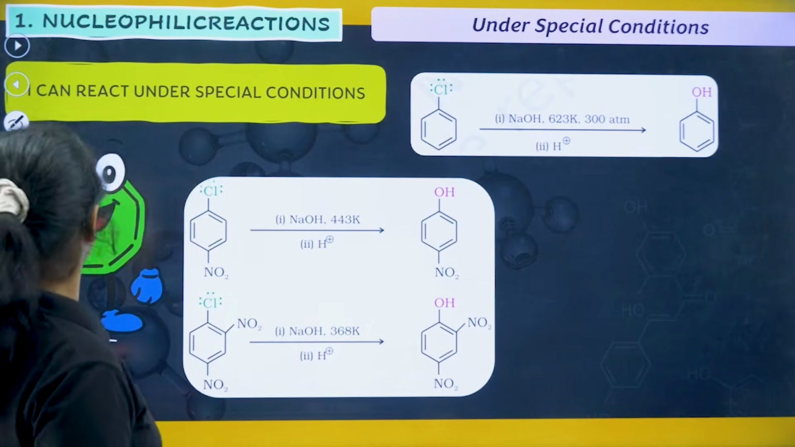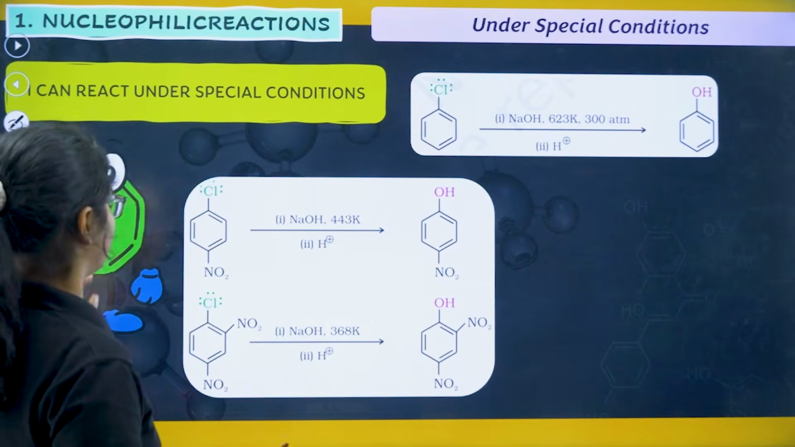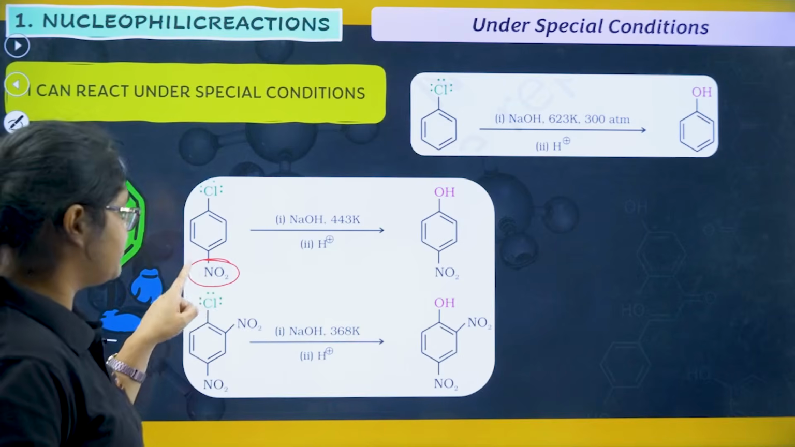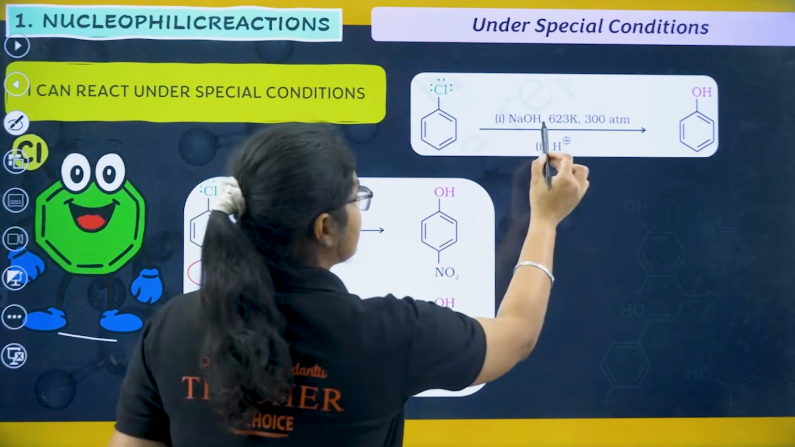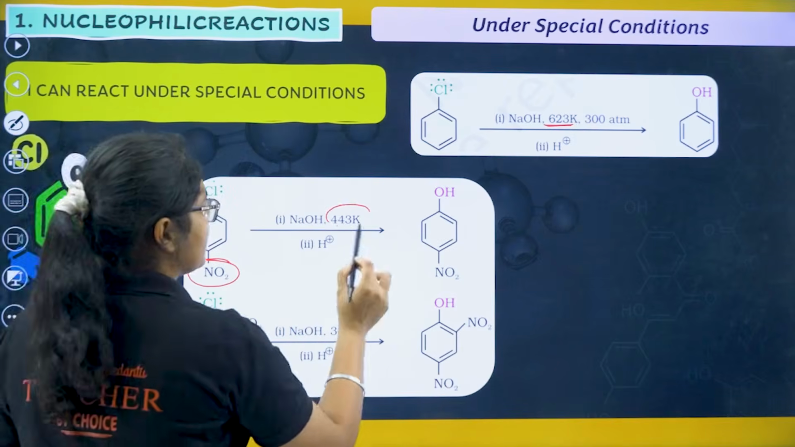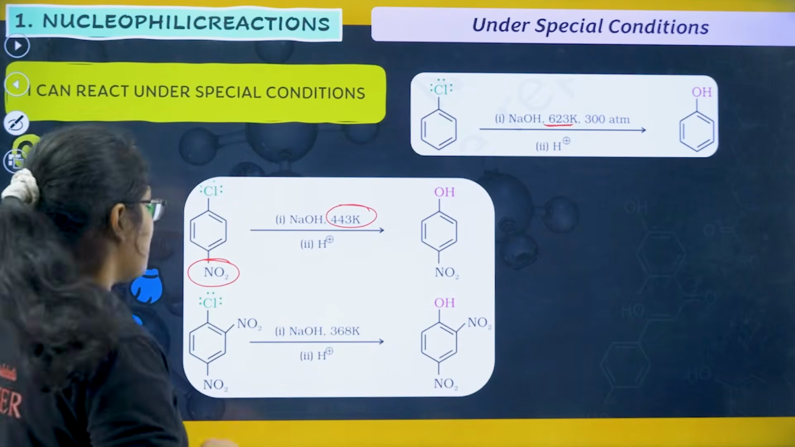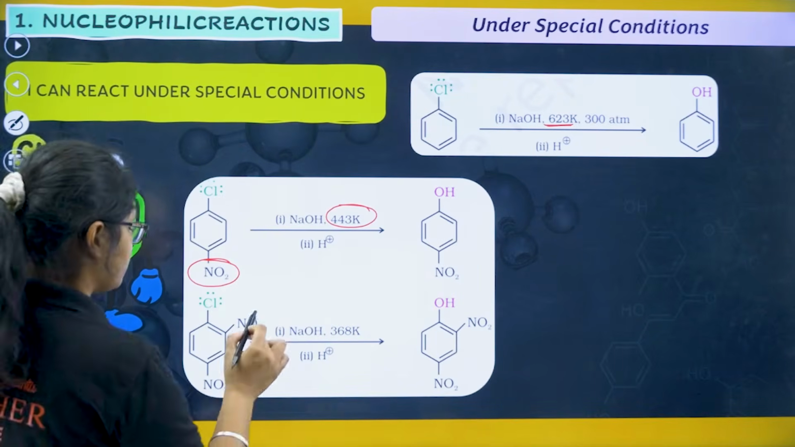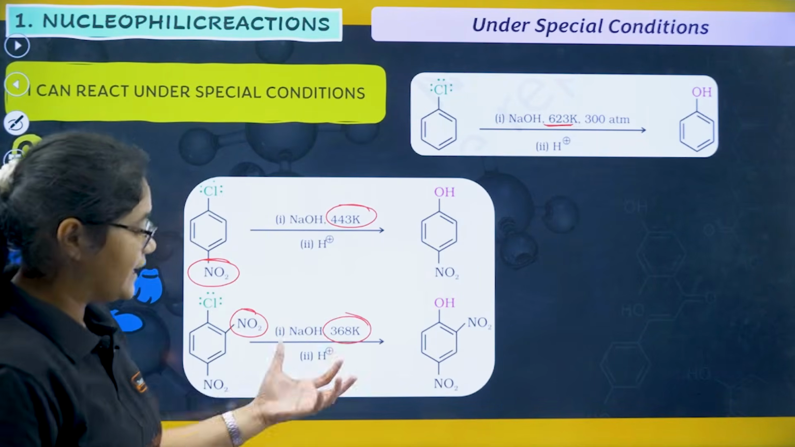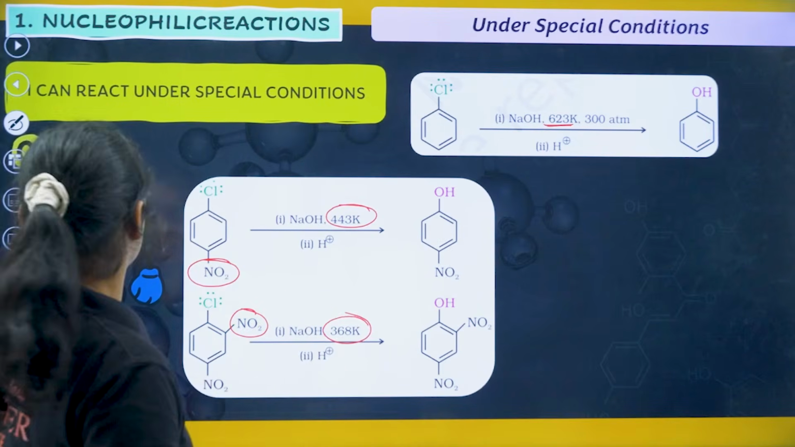So the most common electron withdrawing group we attach is the NO2 group. If I attach an NO2 group, you can see that the reaction which was earlier taking place at 623 Kelvin can now take place at a lower temperature. Now if I add one more electron withdrawing group, the reaction can take place at a further lower temperature.